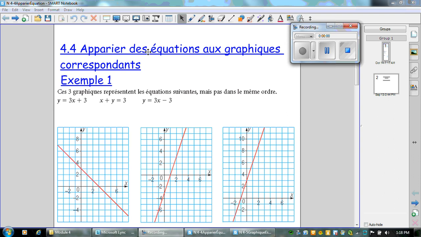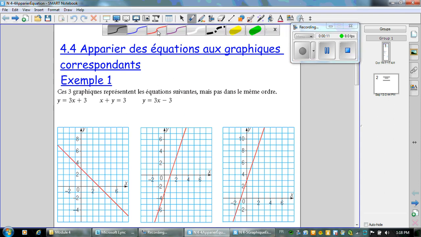We're going to be matching the equation to the graphs. So here we have three equations and three graphs. The method we'll be using is creating just a small table of values with two values, and that will give us enough information to match the correct graph to the equation. So let's get started.